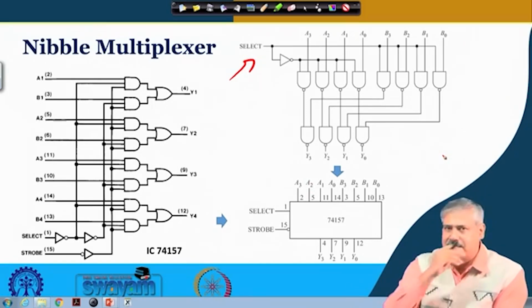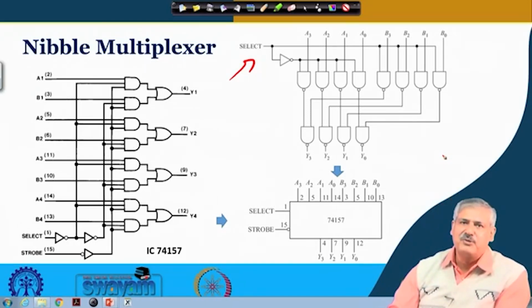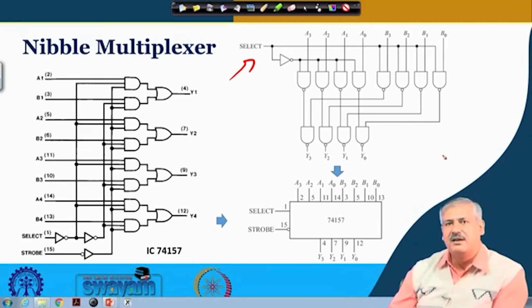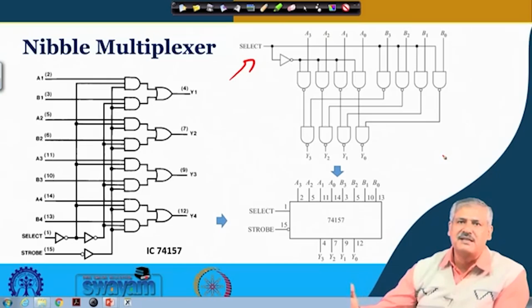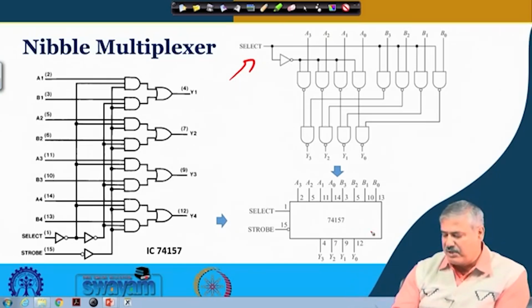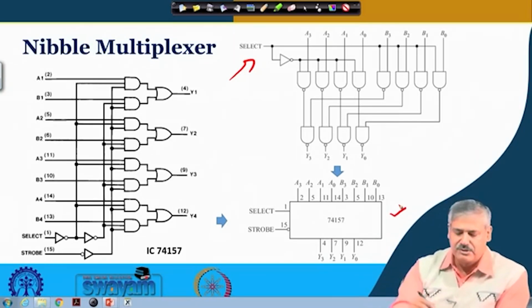So this is what is done, and this can be done through a nibble multiplexer. So 4 bits can be selected simultaneously. If we require more than 4 bits, then we have to cascade it. We have to have another such unit there. So this is the corresponding circuit you can see.